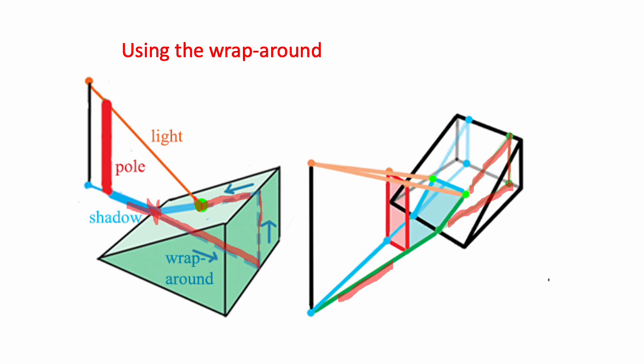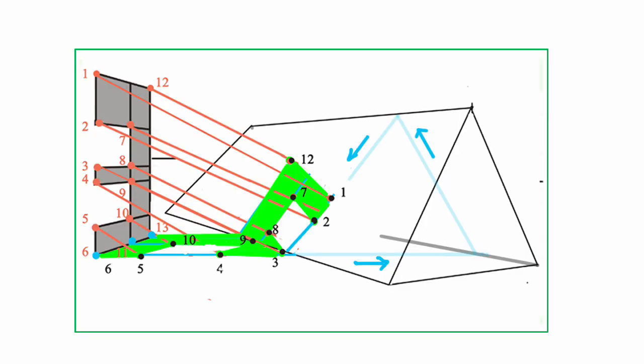Here's a more complicated version where again, we continue the line to the end of the wedge, then go vertically up to the top and down to find this angle. And this vertical pole from 1, 2, 3, 4, 5, 6 is used for these shadows, 6, 5, 4, 3, 2, 1.